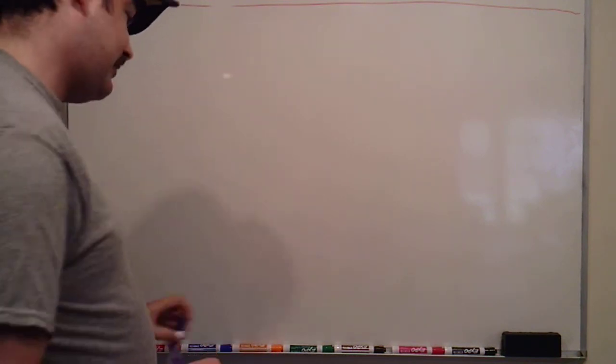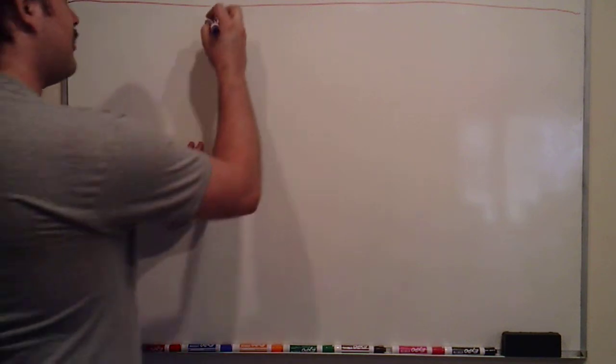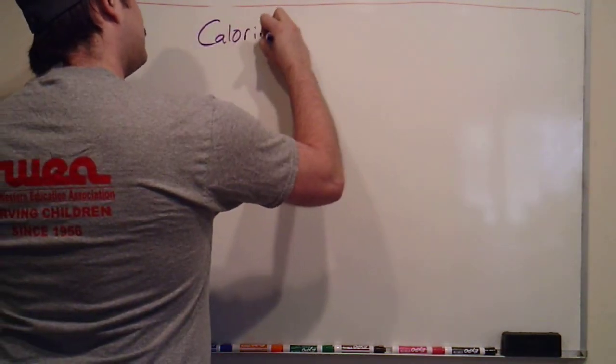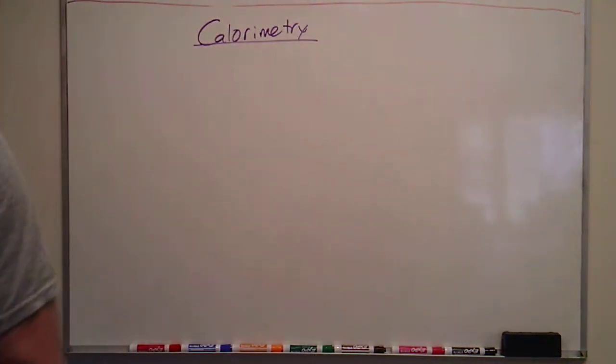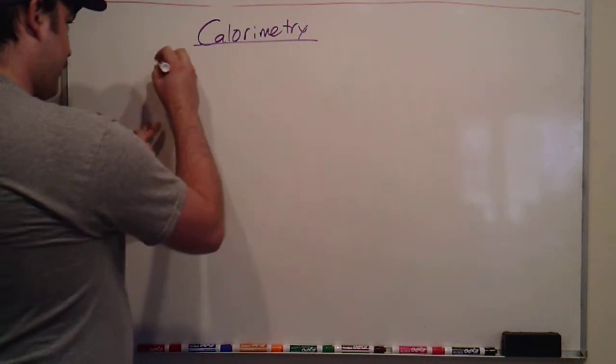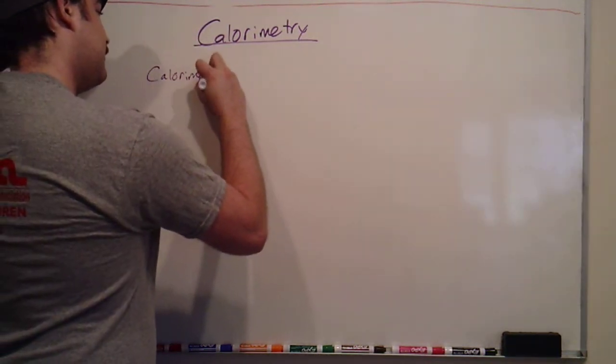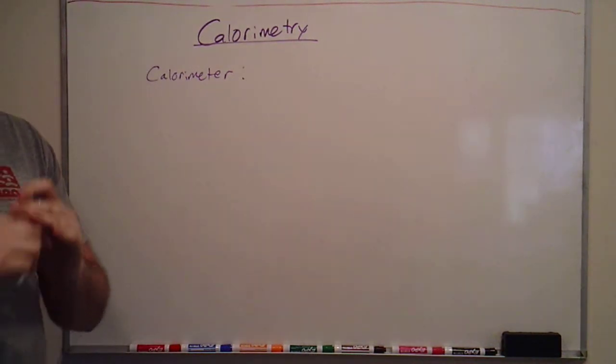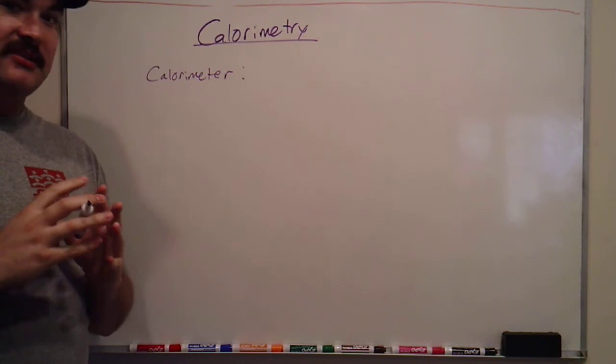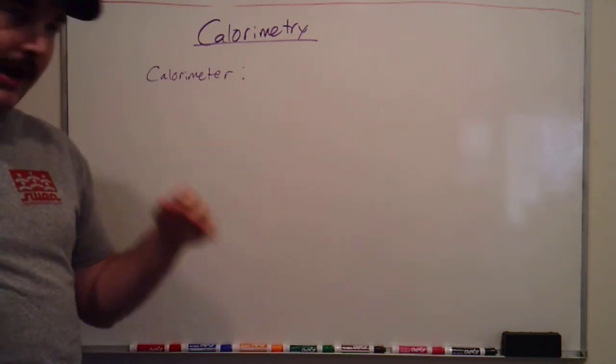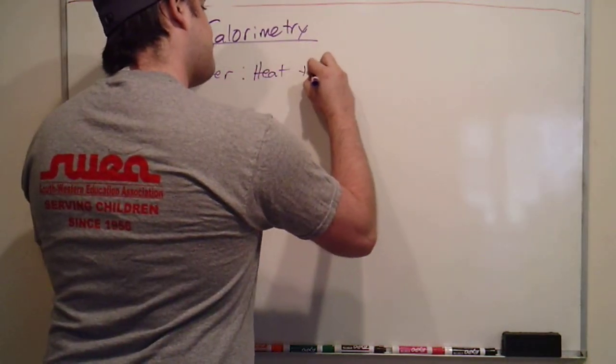The topic we are covering today is something called calorimetry. Basically, calorimetry is just a method of figuring out heat transfer for one object based on what happens to another. What a calorimeter is, is a device that is airtight, so no heat can come in, no heat can go out. It is a heat-tight container.